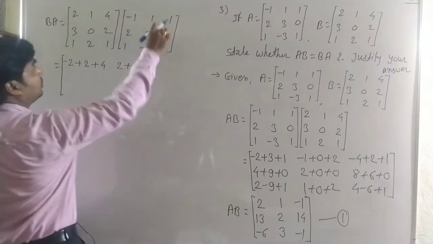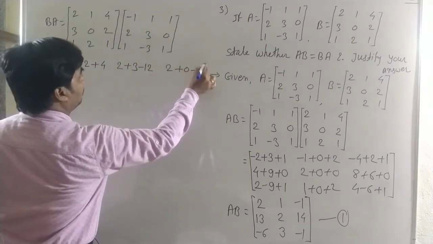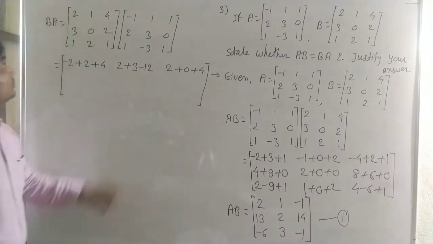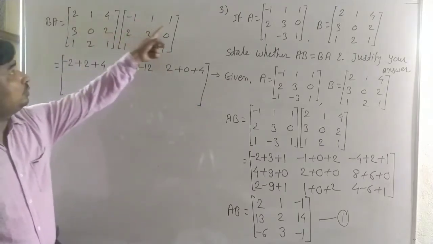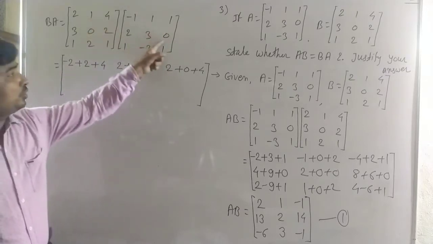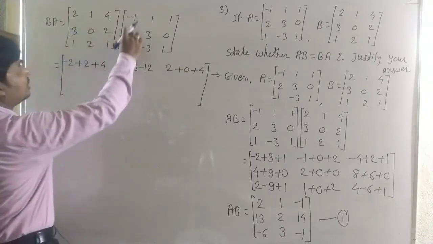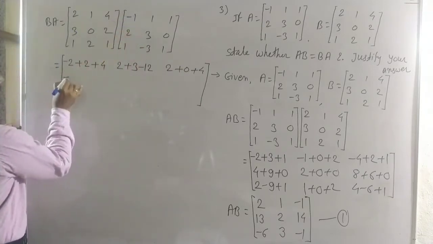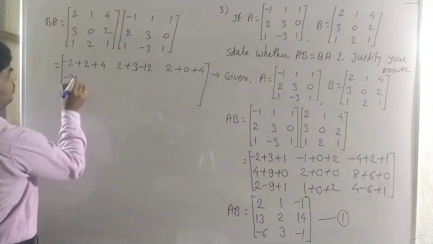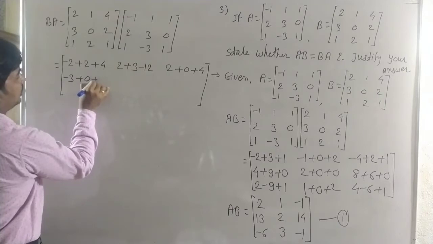Now, first row, third column. It is 2 plus 0 and plus 4. Okay, see carefully. 2 1 4 and it is 1 0 1. 2 into 1, 2. 1 into 0, 0 and 4 into 1, it is a 4. Now we take second row, first column. 3 into minus 1, it is a minus 3. 0 into 2, it is a 0. And 2 into 1, it is a plus 2.